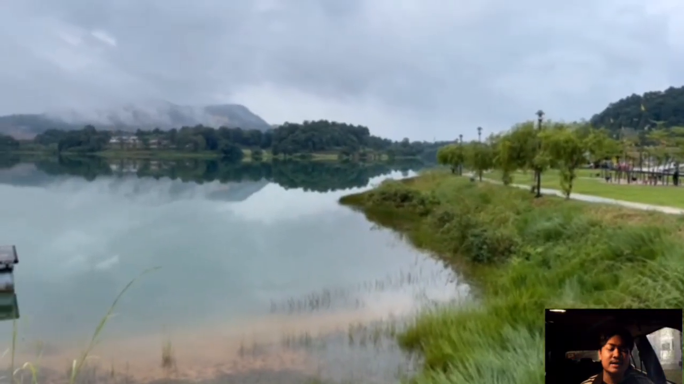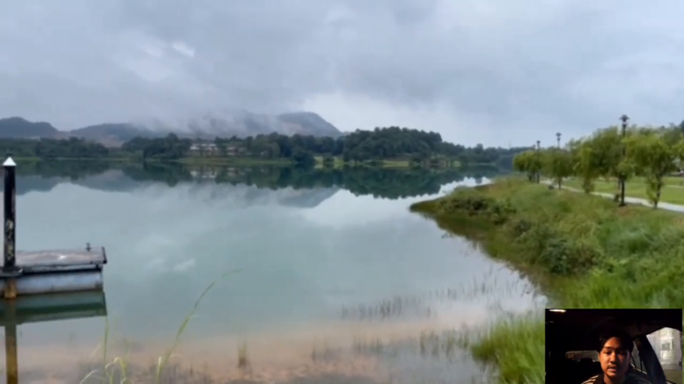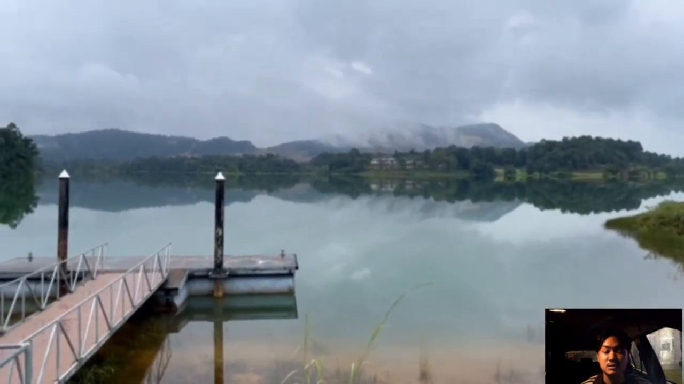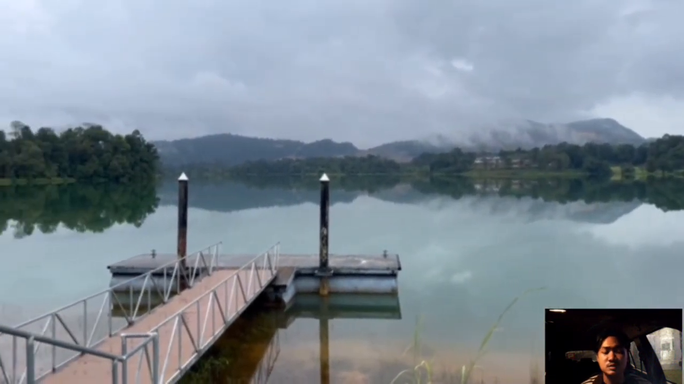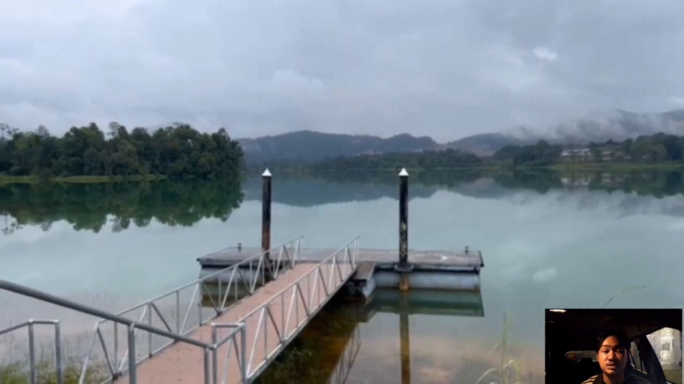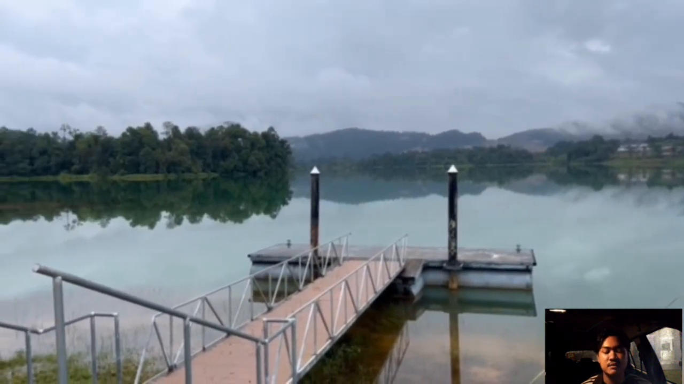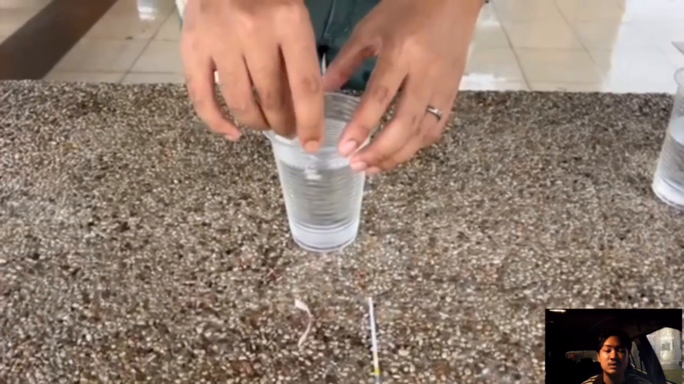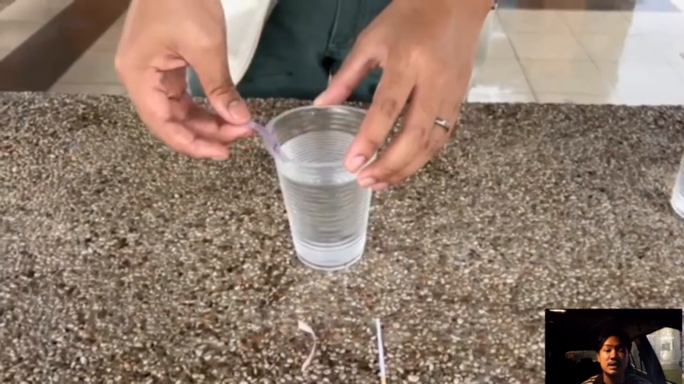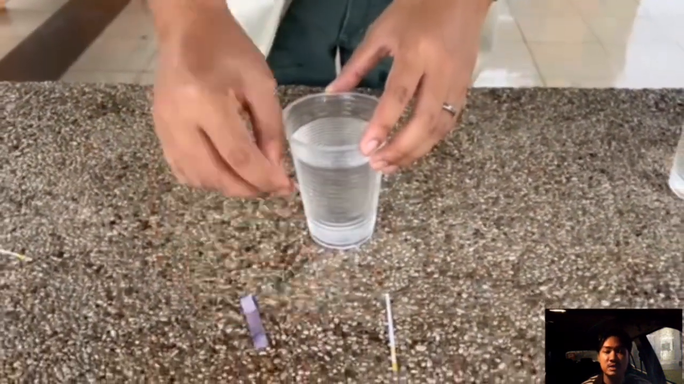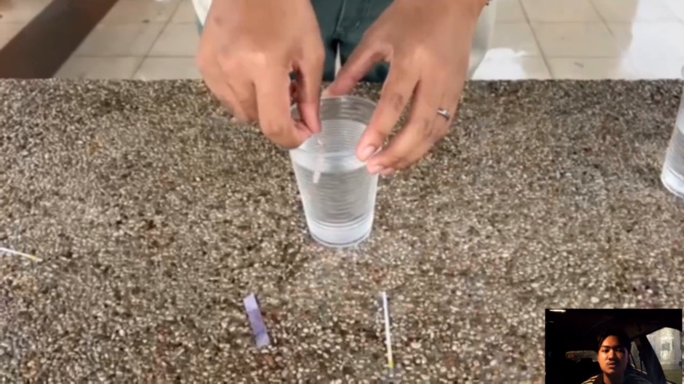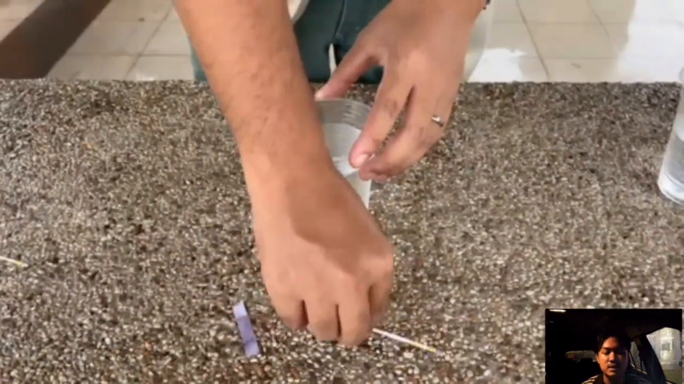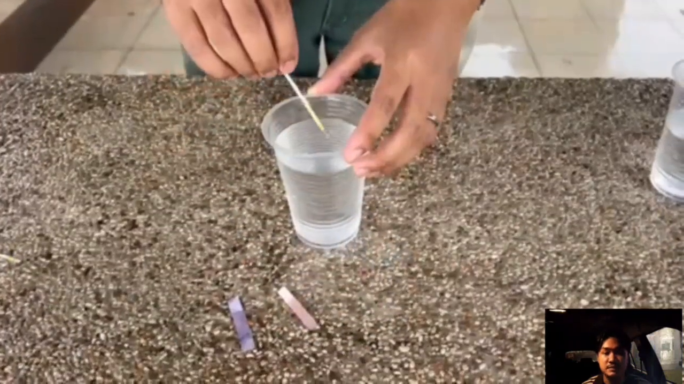Here we are at Tasik Putri, mainly used for recreational purposes by the students of our campus and the locals. The process goes by dipping the types of papers into 3 different liquids. We have collected all 3 types of liquids into plastic cups, and we start with tap water as the base for our experiment. We go through the blue litmus paper, then red, and finally with a pH paper.